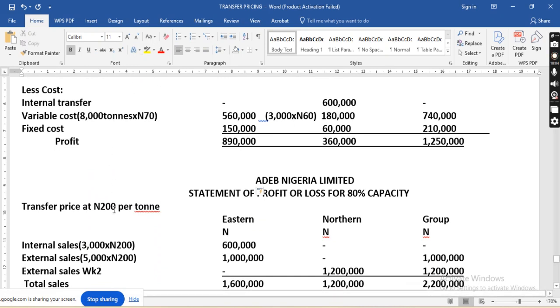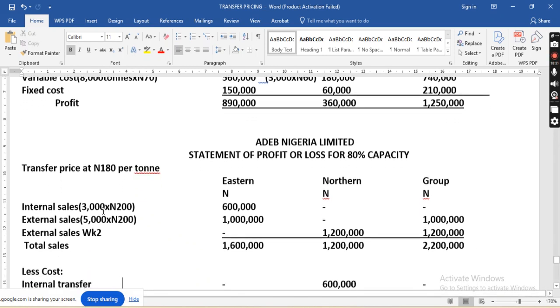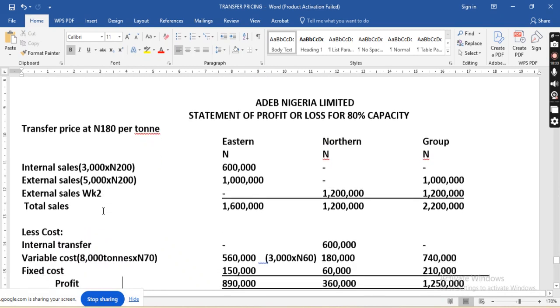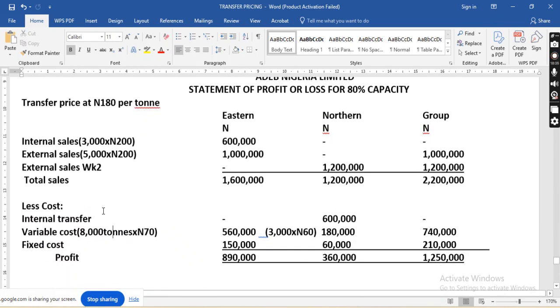Okay, sir. Do you get that the requirement is based on 200 and 180? We've done based on 200, right? For the internal and the same external. Now we'll do based on 180. Do you get that? Yes, sir, I get it now.